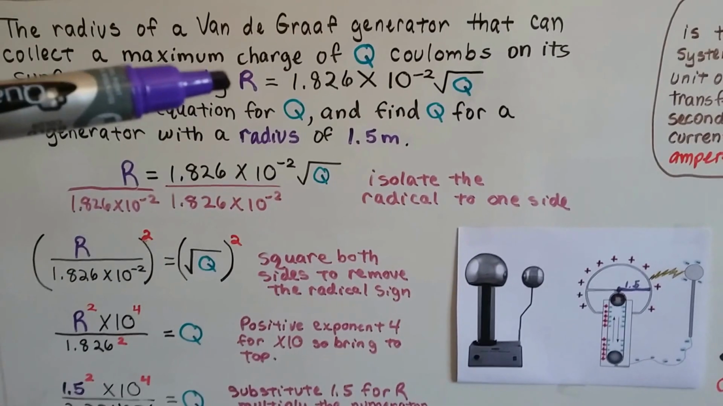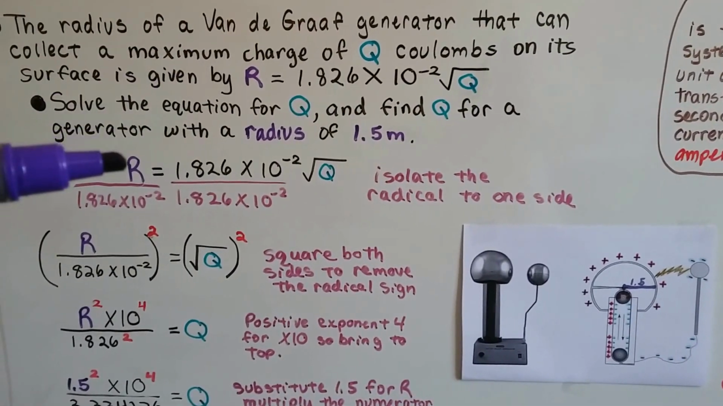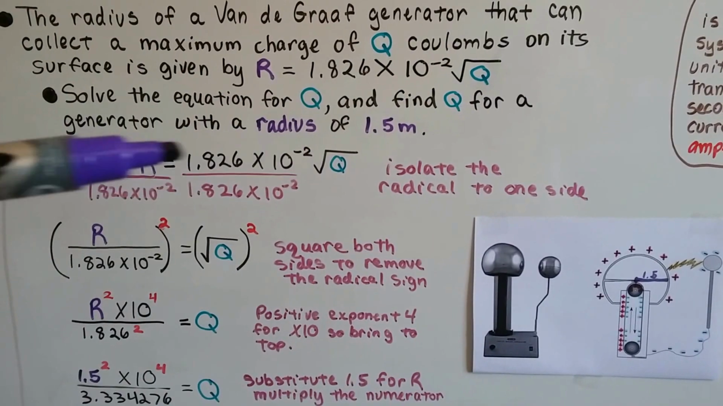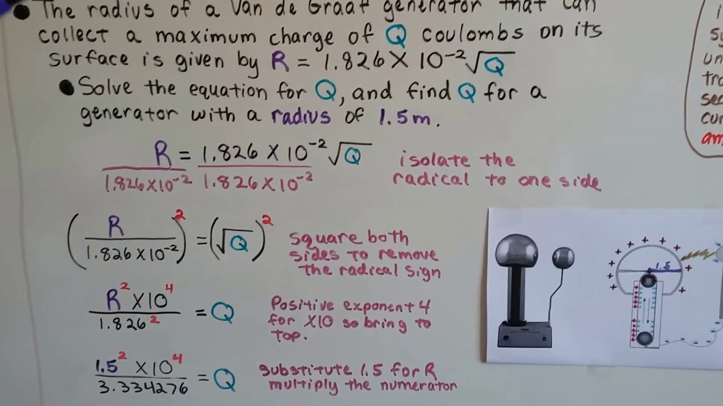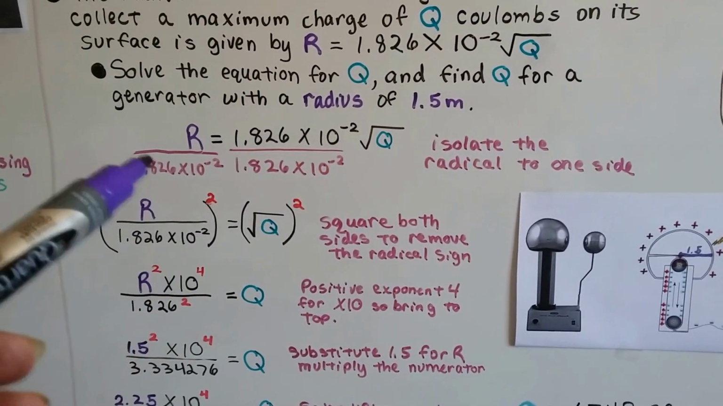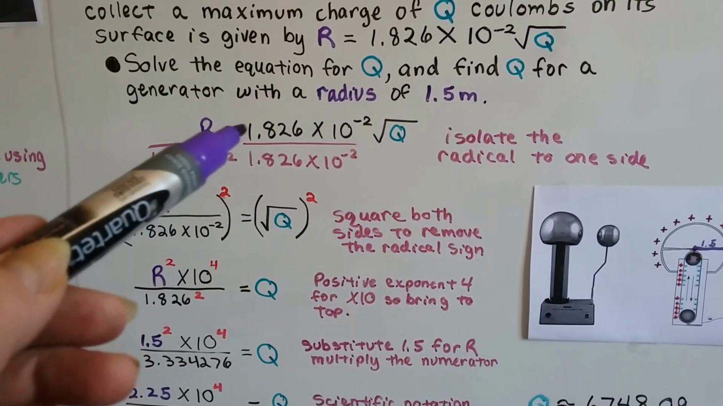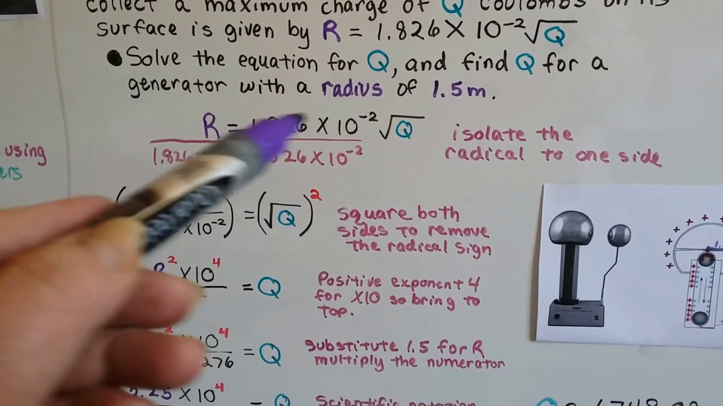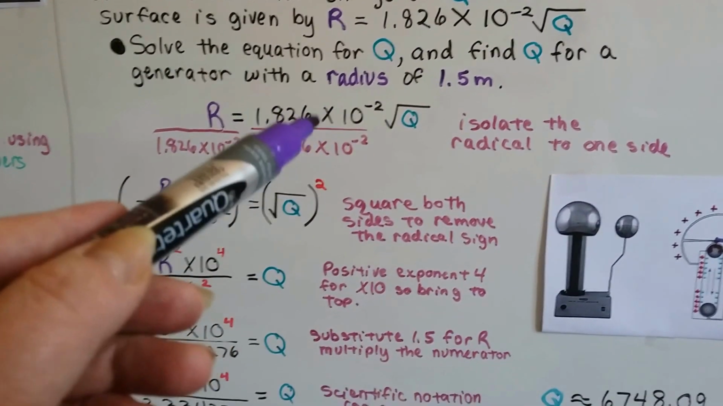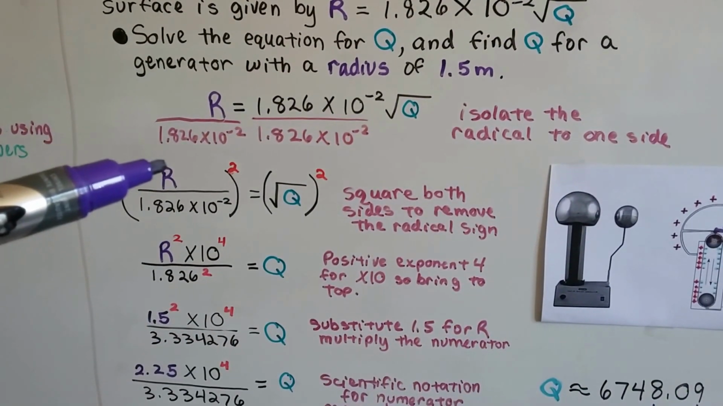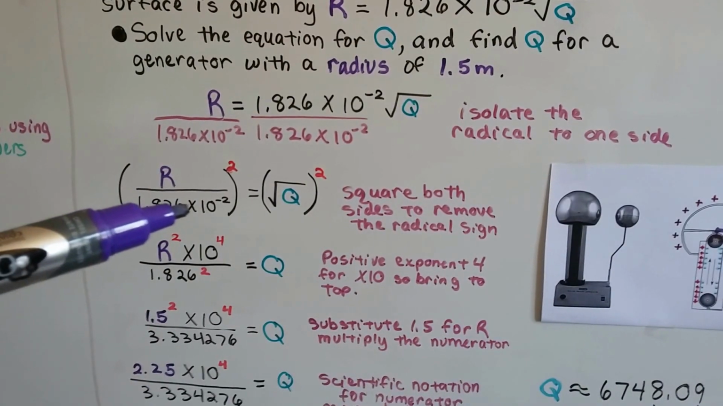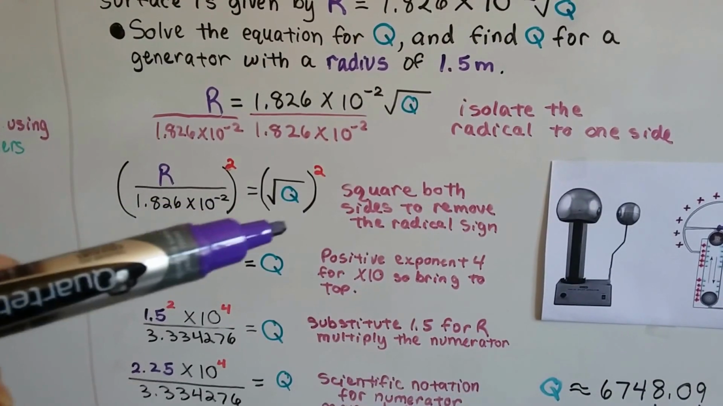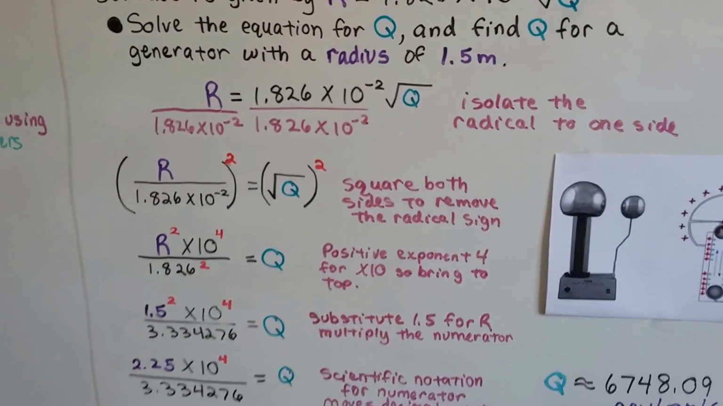So we're going to take our formula here and we're going to isolate this radical, the square root of Q, to one side. So we're going to divide both sides of the equation by this 1.826 times 10 to the negative second power. Create a huge 1, because the numerator and denominator are the same. So on this side, we're going to have R divided by 1.826 times 10 to the negative second power. And on this side, we're going to have the square root of Q.